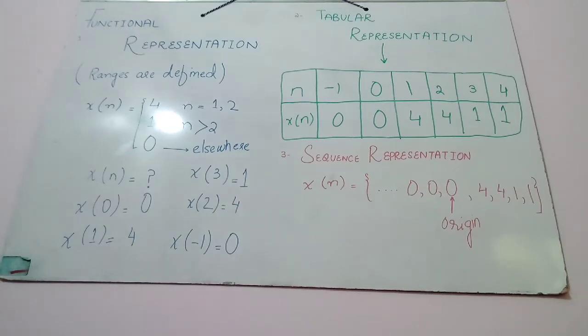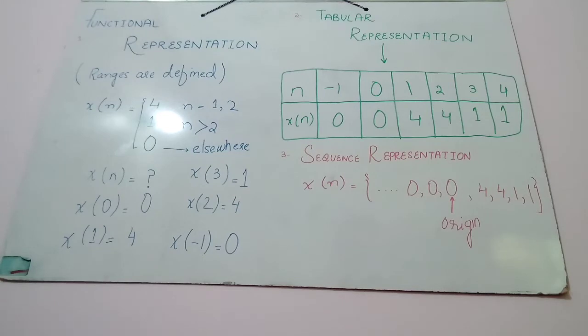Similarly, we are having x[-1]. Minus 1 means you are neither having the value of n equal to 1 or 2, nor you are having the value of n greater than 2. So, elsewhere it is going to be 0. So, x[-1] is going to be 0.